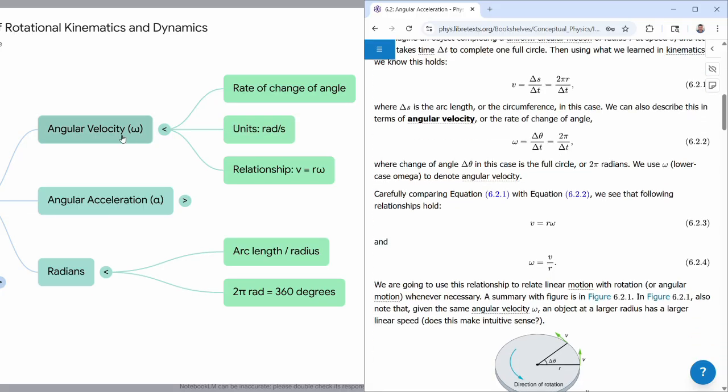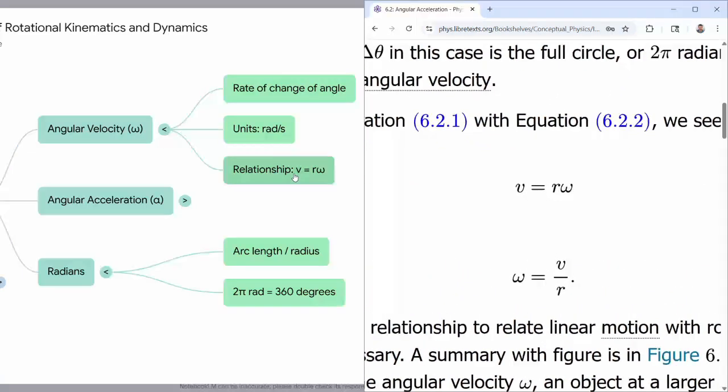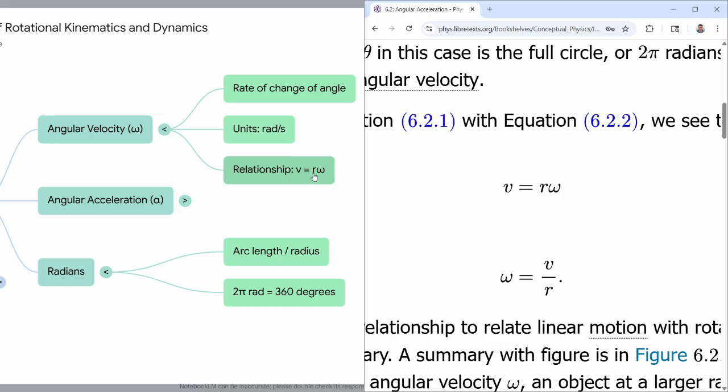And this angular velocity can be related to the velocity, translational velocity, or tangential velocity. That relationship is here. The v, tangential velocity, is equal to r, the radius of curvature or radius of the circle that this arc length is part of, times the angular velocity omega.